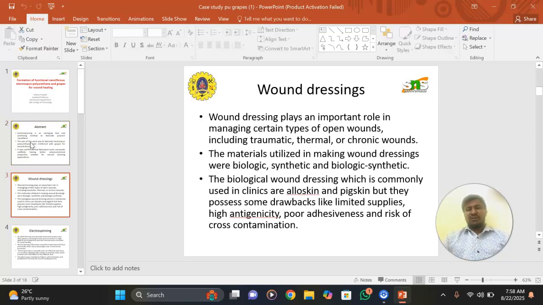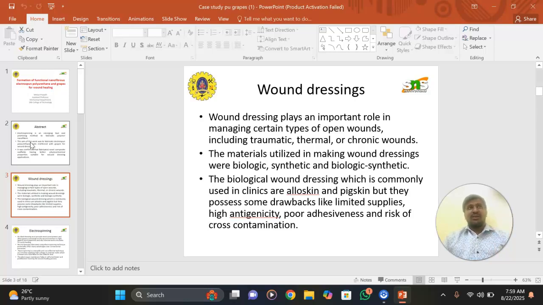First, we will see what wound dressings are. Wound dressings play an important role in managing many types of wounds, such as traumatic wounds, thermal wounds, and chronic wounds. The materials utilized in wound dressings are biological, synthetic, and biological-synthetic.